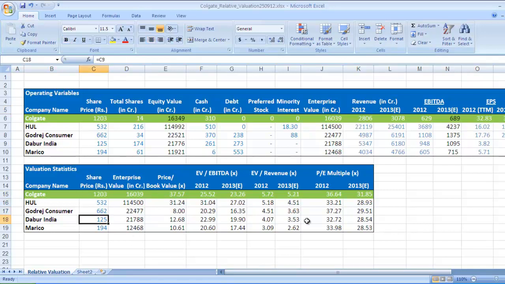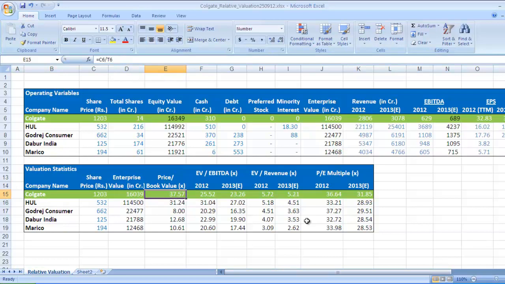So share price varies. Then enterprise value, you can check enterprise value. Hindustan Unilever's enterprise value is the highest, followed by Godrej Consumer, then Dabur India, Colgate, and the last one is Marico. Okay, so if some company wants to acquire one of these companies, the acquirer would need to pay this much for acquiring any company.